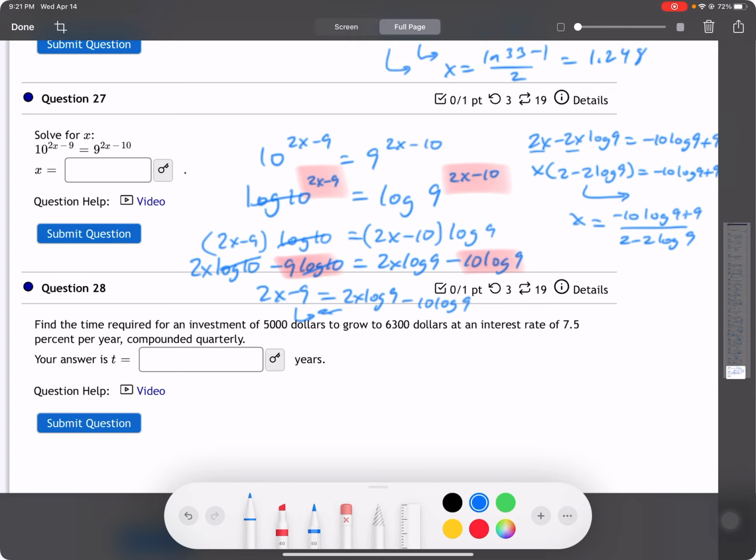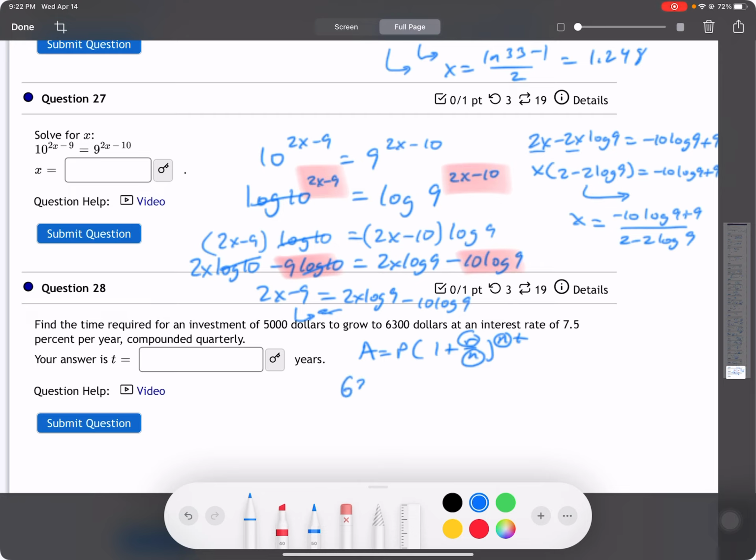Okay, last one. Find the time required for the investment of $5,000 to grow to $6,300 at an interest rate of 7.5% per year, compounded quarterly. So this is compounded quarterly, and A is equal to P times (1 plus r over n) to the nt power, where n is quarterly, so that means 4 times a year. Our r is 7.5% per year, and our principal starting off is $5,000, and we wanted to grow to 6,300.